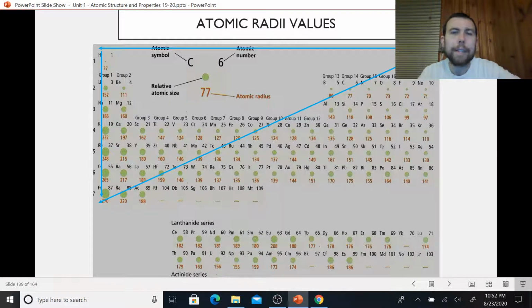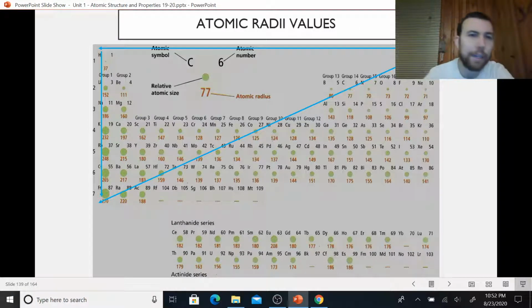All right. This particular graphic actually gives you atomic radius values, and you can look at the numbers as we move down a group. You've got hydrogen at 37, lithium 152, sodium 186, potassium 232, rubidium 248, cesium 265, francium 270. So we see very clearly that as we move down, those atomic radii increase.